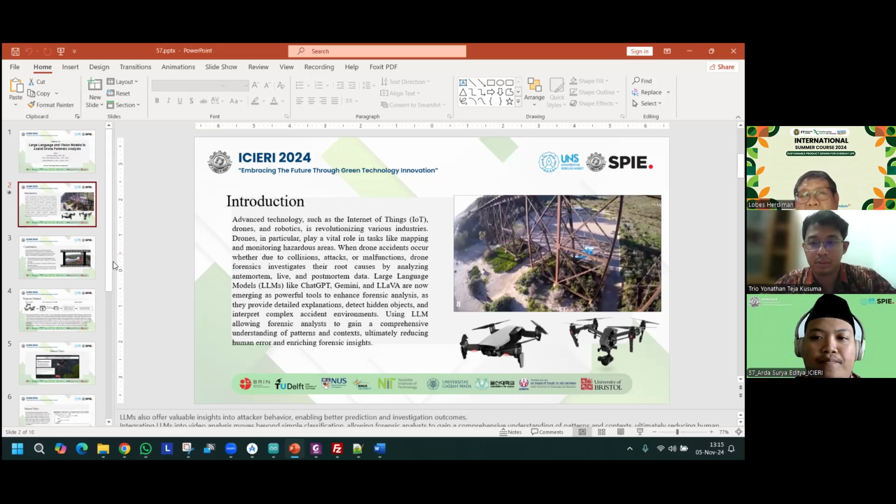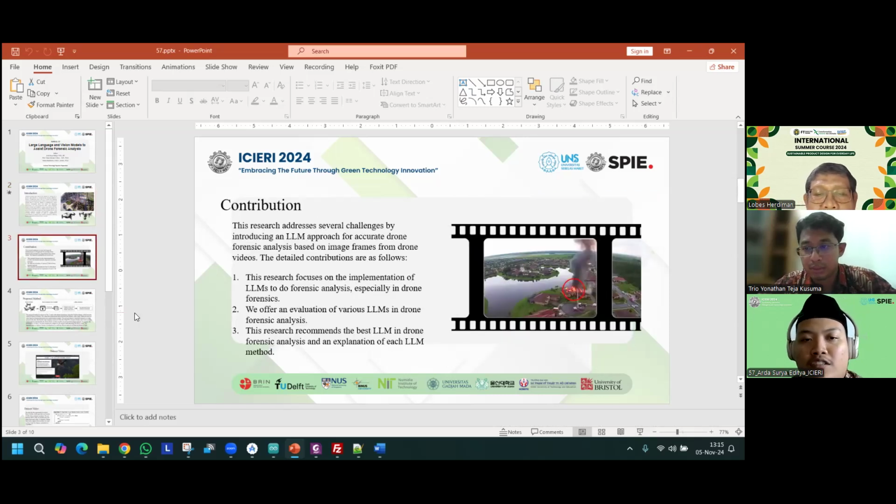Okay, the contributions of this research are, first, this research focuses on the implementation of LLMs to do forensic analysis, especially in drone forensics. We offer an evaluation of various LLMs in drone forensic analysis. This research recommends the best LLM in drone forensic analysis and an explanation of each LLM's methods.